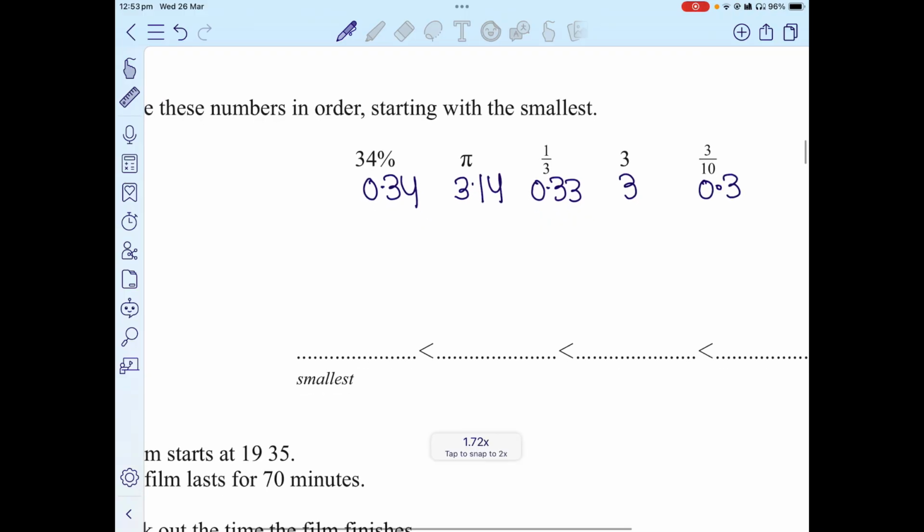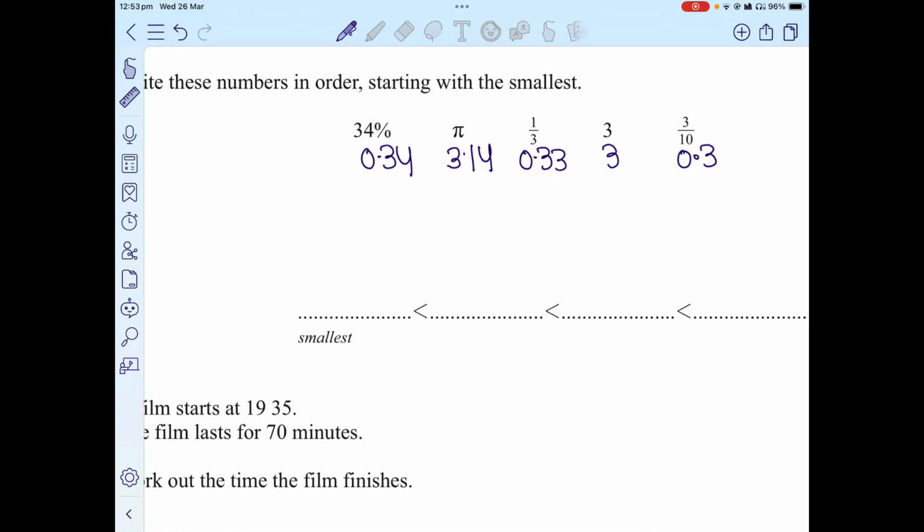Okay, so now you have to order from the smallest. The smallest that I can think of can't be any of these three, it can't be this, it can't be pi, neither can it be this.